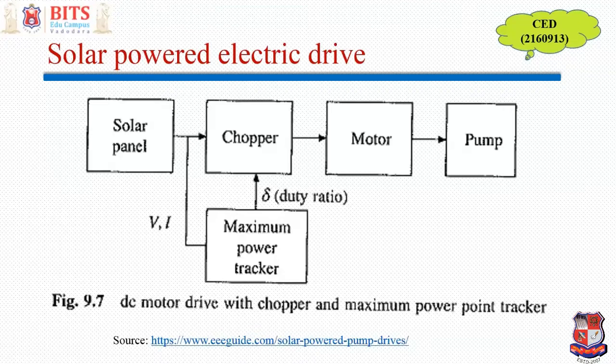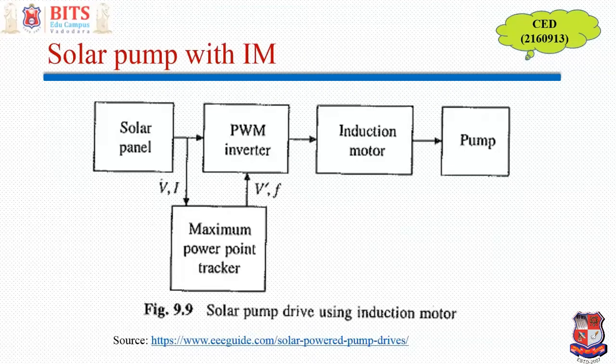pumps, solar power drives. If you have an induction motor over here, then you require an inverter, because whatever output is available from the solar panel is DC. So you require a PWM inverter to convert it into variable voltage, variable frequency. Then it is used to run the induction motor, which drives the pump. And this MPPT and V by F control is by the controller action, right? So this is about the solar power drive.